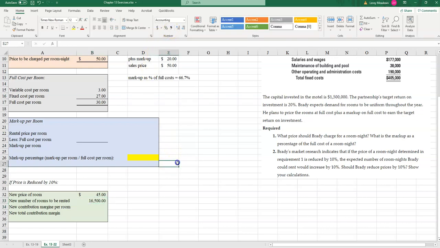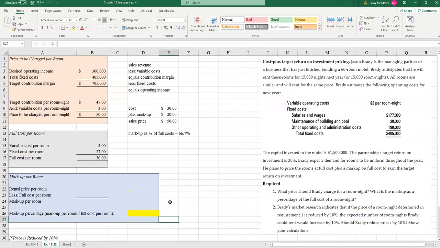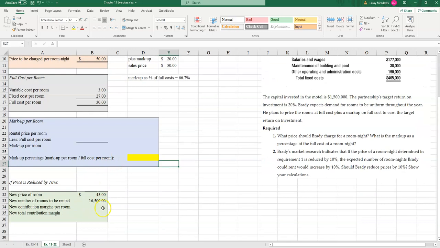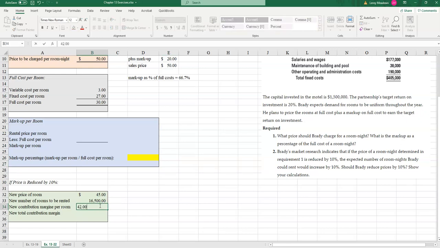Now, let's take a look here. And what is my new contribution margin per room? Well, my contribution margin per room was $47. If I'm lowering my sales price, but my variable cost per room is going to be the same, then that sales price decrease is going to be passed directly to the contribution margin per room night. So instead of having $47 per room night, I'm going to have a new contribution margin of $42.